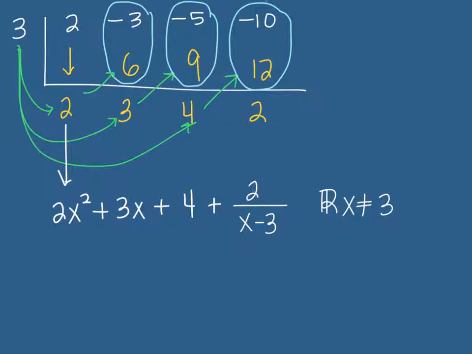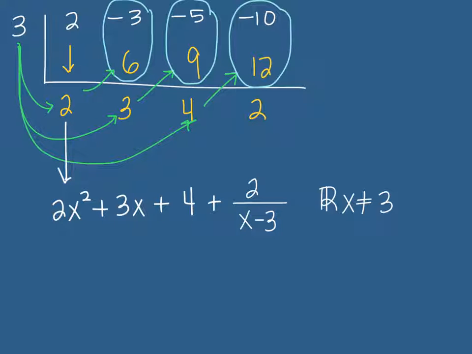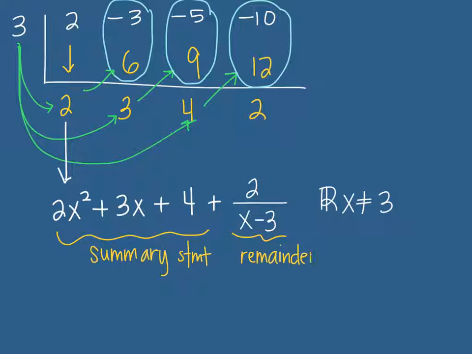This is called a summary statement. The summary statement, okay, this part of it is the summary statement. It's the result, basically. And then you've got your remainder, and you have your domain.